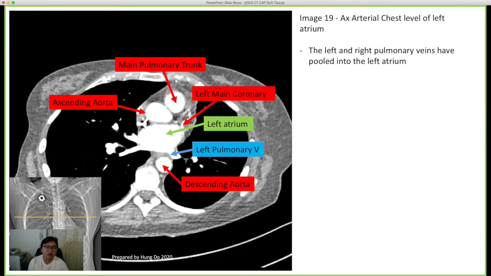Something to be mindful of is that not all ports are CT compatible. It's very important that before you use a port for CT acquisition, CT scanning, that you check the compatibility of the port.